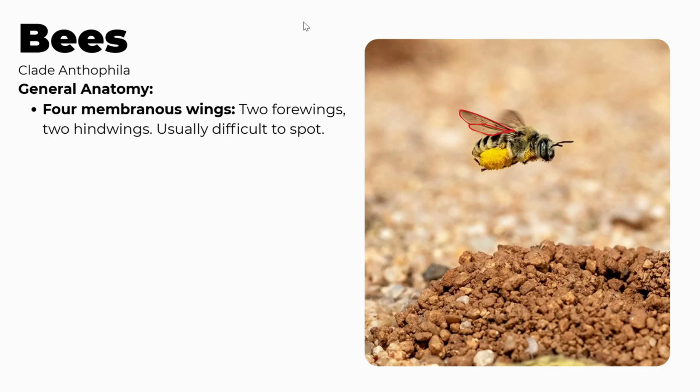As the general anatomy for bees, as said before, they have 4 membranous wings. It's very hard to tell them apart when they are flying. So if a bee is flying, it's going to be flying really fast, so it's going to be really hard to count the number of wings. So we recommend that you wait until the bee stops, if it stops, and then count the wings.